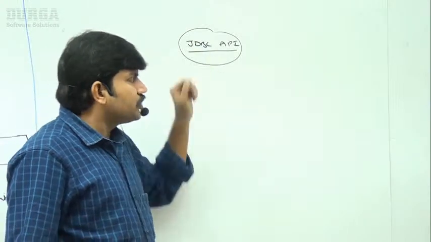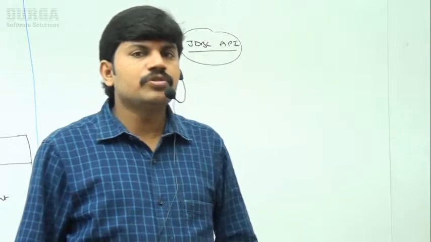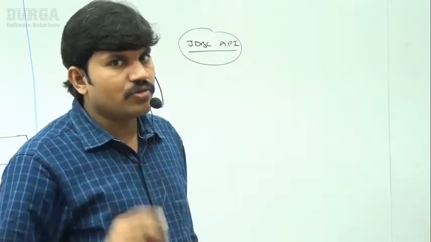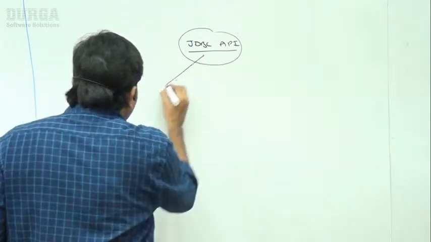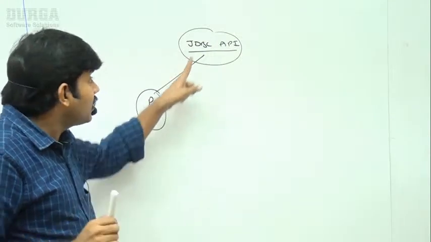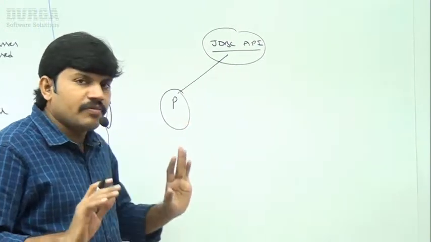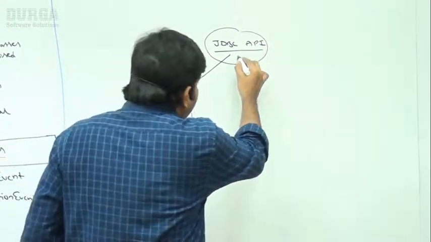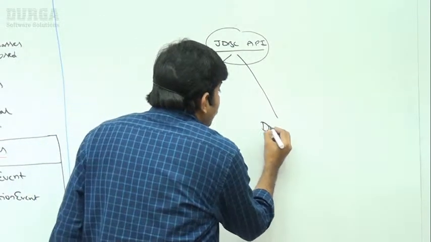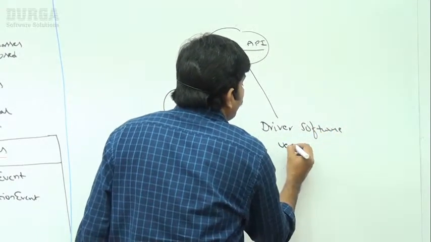Next, this JDBC API, who is going to use it? Who is going to use these interfaces or these classes? There are 2 persons who are going to use them. One person is the programmer, sir. The programmer can use these classes and interfaces present inside the JDBC API to communicate with the database. Next, there is another person also. Who is that other person? Is it the driver software vendor? Are you getting it? Who is the other person, sir?